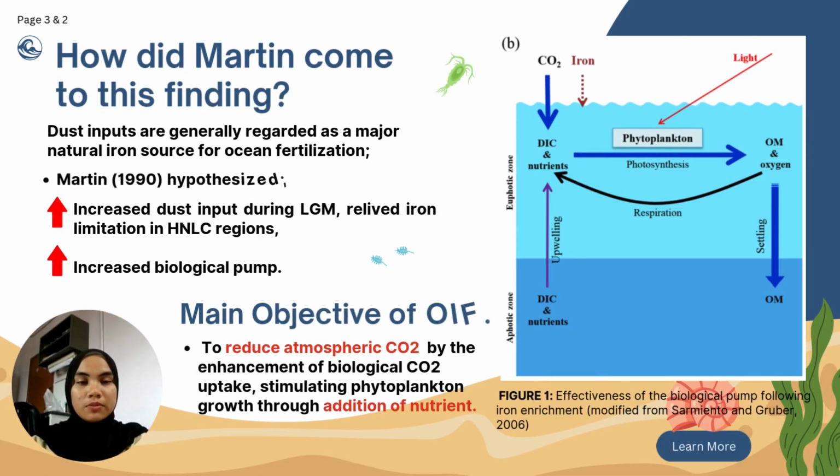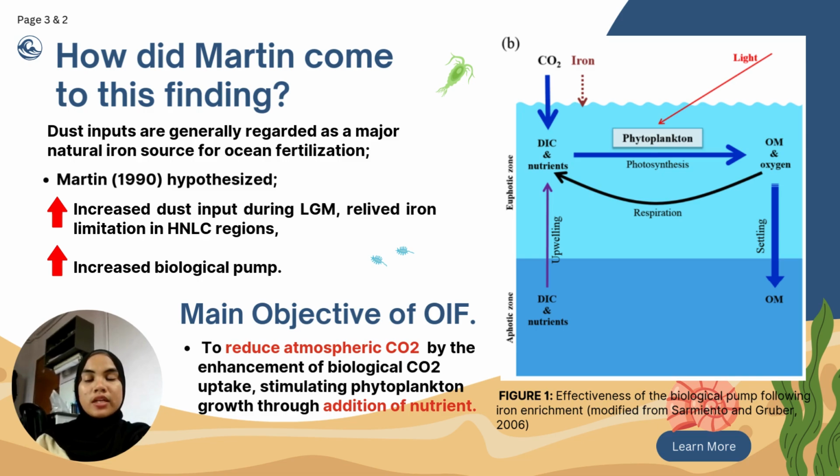How did Martin come to this finding? Dust inputs are generally regarded as a major natural iron source for ocean fertilization. Martin hypothesized that increased dust input, which is rich in iron, during this cold period relieved iron limitation in HNLC regions, hence increased the biological pump, boosted phytoplankton growth, and drew down atmospheric carbon dioxide.